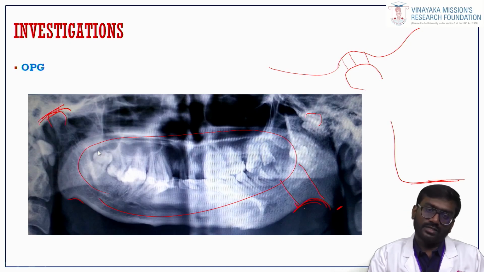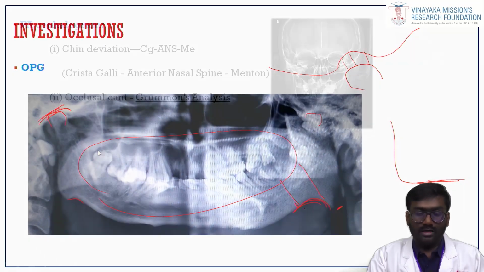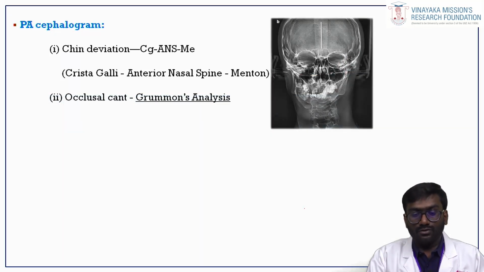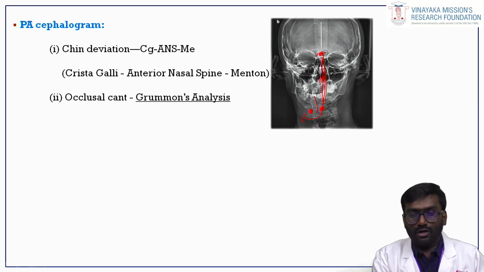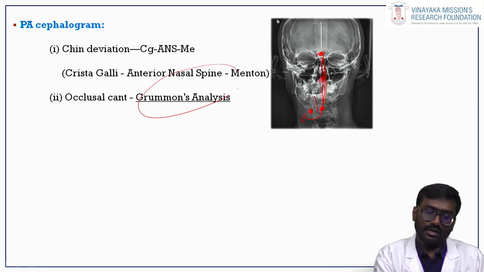So the orthopantomogram gives us a rough idea about the ankylosis, and earlier PA cephalograms were used, in which you can see the chin deviation. So here the chin is deviated, in the midline the chin is deviated towards the right side. So you have points like the crista galli, the ANS, anterior nasal spine, and the menton. Menton is a point on the chin. All of these will fall on a straight line in a normal patient, whereas here in this patient the menton is deviated towards this area. So this is just an analysis used earlier, which is a PA cephalogram, and you can use a facial asymmetry analysis called Grummons analysis.